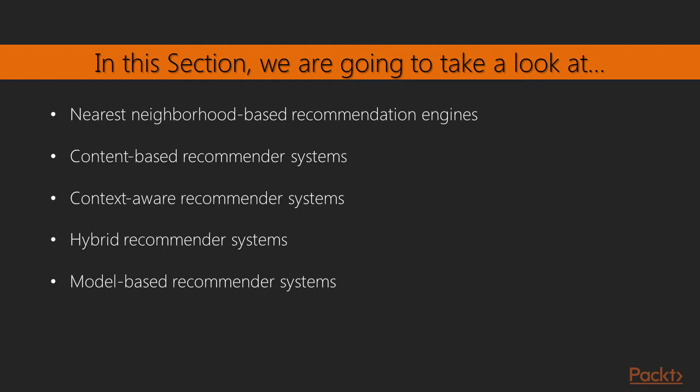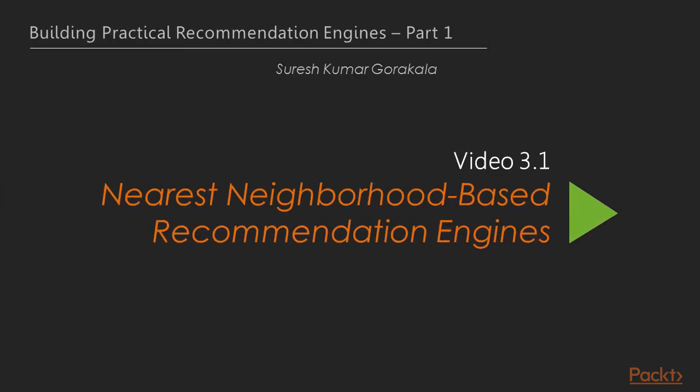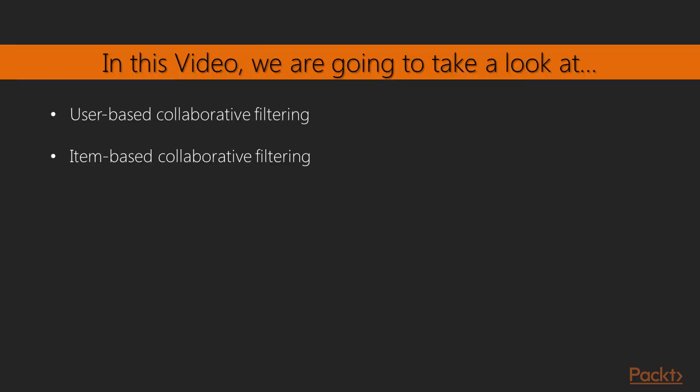This section will demonstrate the following topics: nearest neighbourhood-based recommendation engines, content-based recommender systems, context-aware recommender systems, hybrid recommender systems, model-based recommender systems. Now we'll see the first video of Section 3, Nearest Neighbourhood-Based Recommendation Engines. In this video we'll learn the functions of nearest neighbourhood-based recommendation engines.